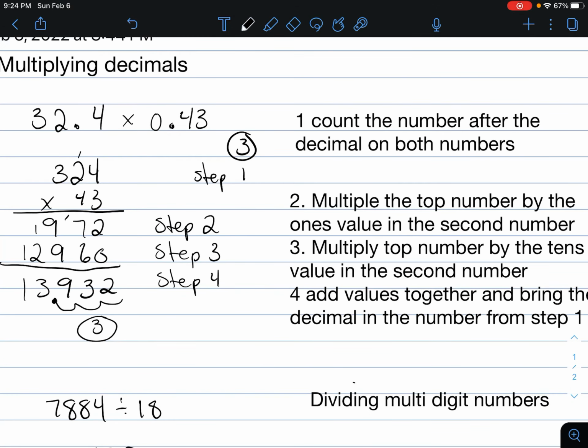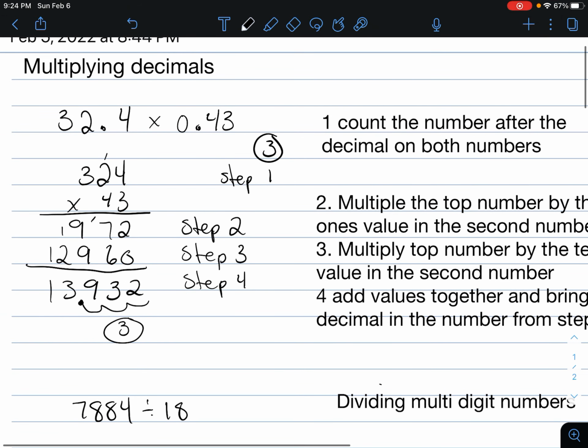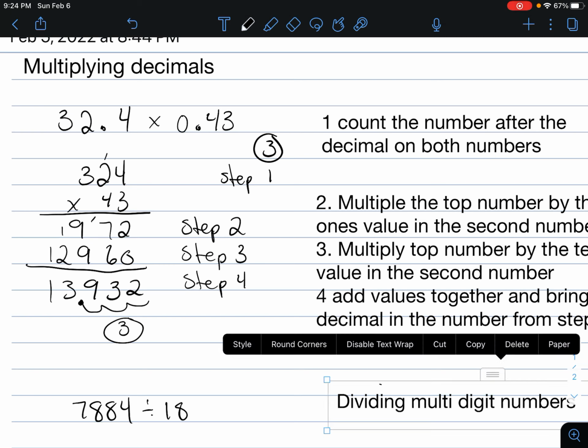All right, just a review of multiplying decimals and dividing decimals. Well, actually, more so dividing, but multiplying decimals first. The first step, we count the numbers after the decimal on both numbers. Here we have 1 on 32.4, and then 2 on 0.43. Therefore, I write a 3. That's going to tell me how many places I move the decimal in.